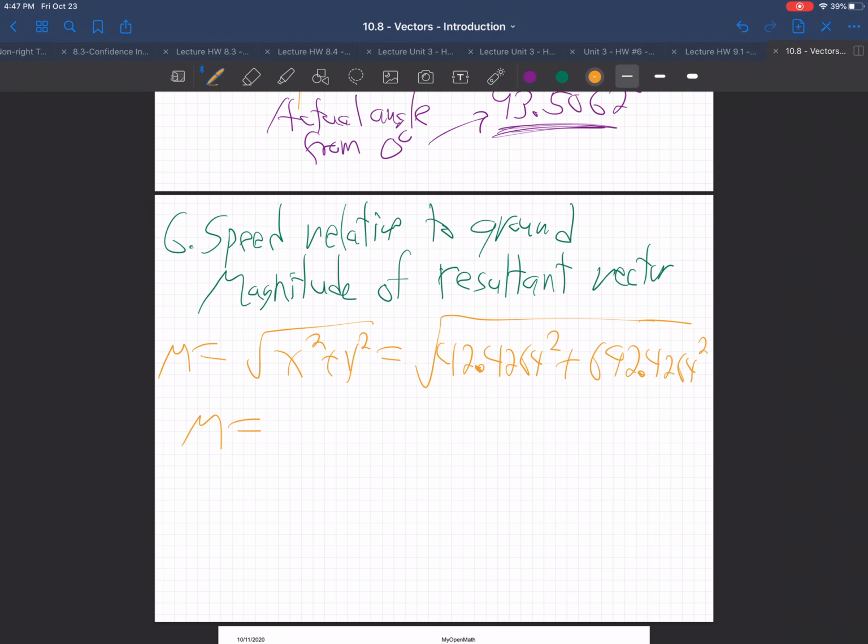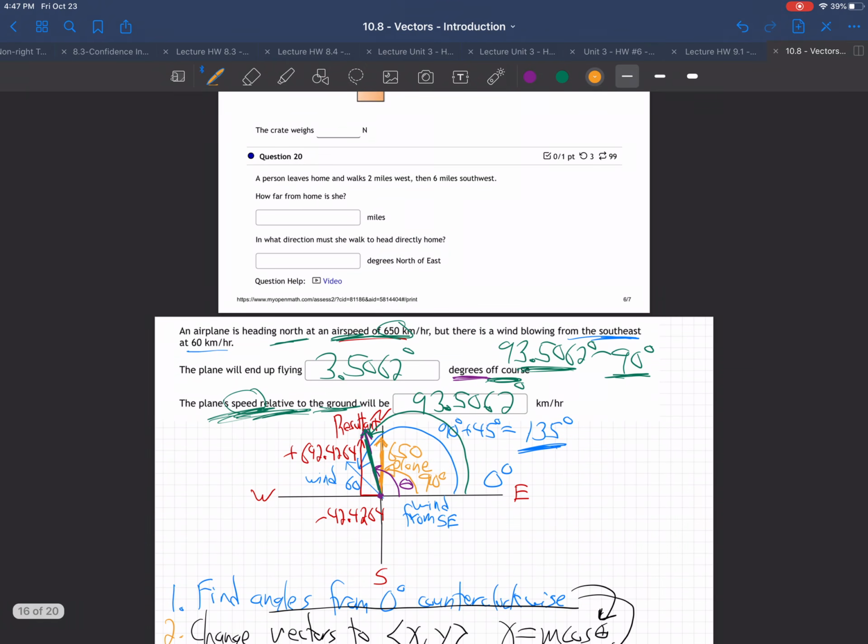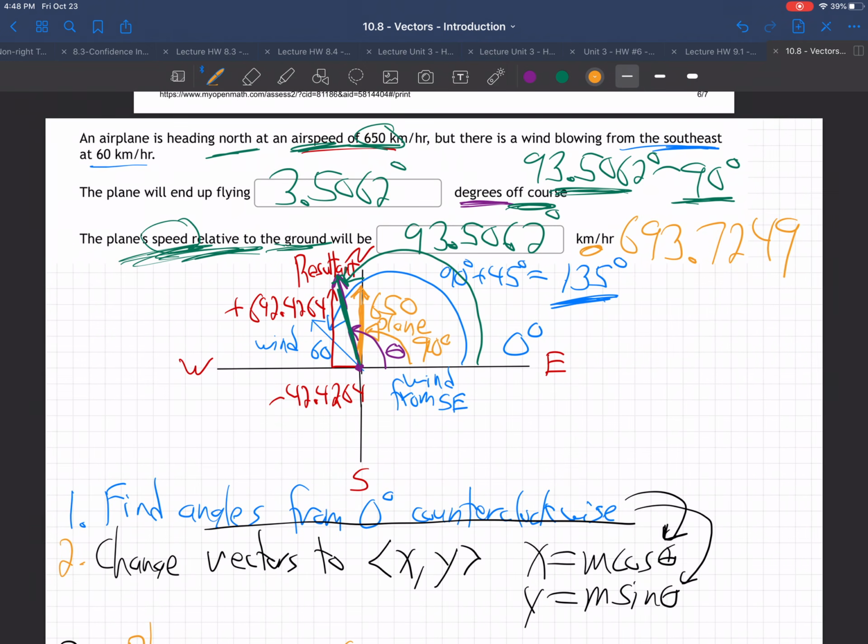That's the magnitude of that vector. That's the result, speed-wise, of that vector. It's the result of the wind and the plane's engines. And I'm getting 693.7249. That answer goes up here. It's actually this blank. I wrote the other thing in there. 693.7249. That's what the plane will actually do. That's, in the end, how fast he's going to actually go relative to the ground, which is actual speed.